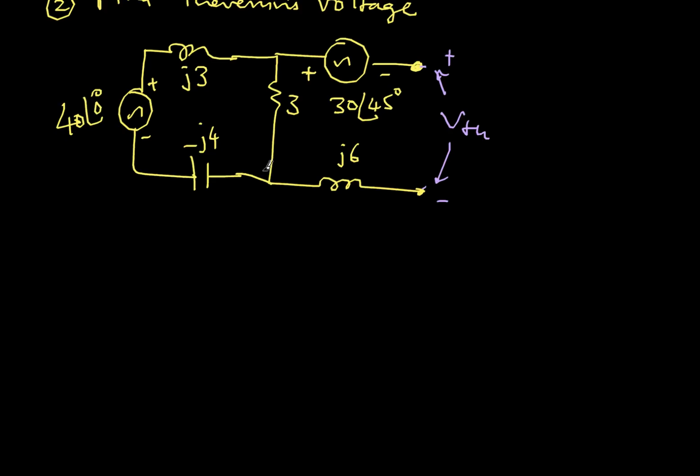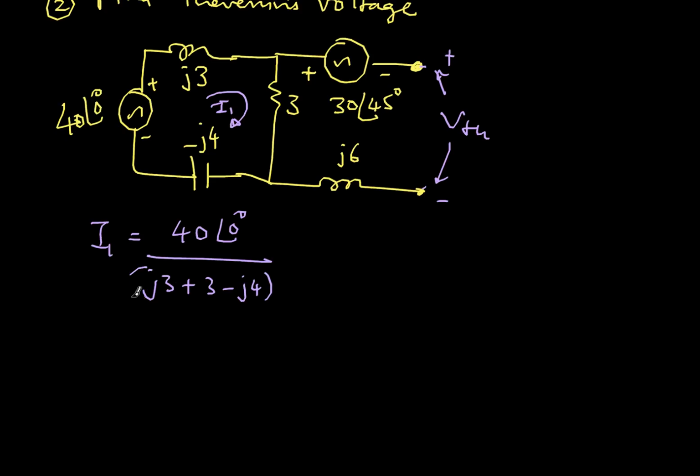So you notice that this current will be 0 in this, because this side is open. Similarly, this side open, the current in this will be 0. The only current that will flow is in this part of the circuit. So let's call this I1. So what is I1? I1 is nothing but V divided by total impedance that is seen in this branch. It's a simple circuit. So 40 0 degrees divided by J3 plus 3 minus J4. So this is just the total series impedance, and this is the total voltage. So I'll get the current.